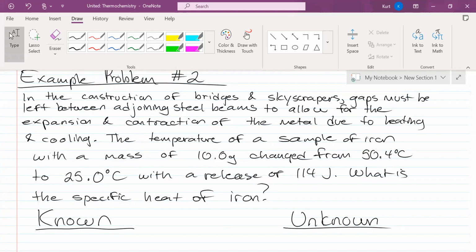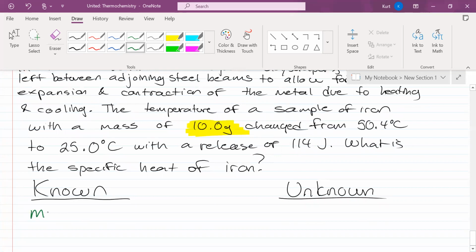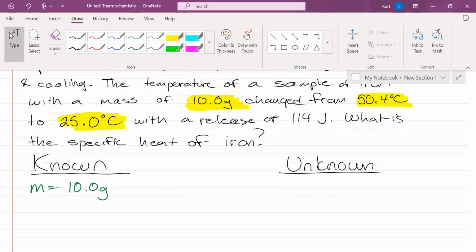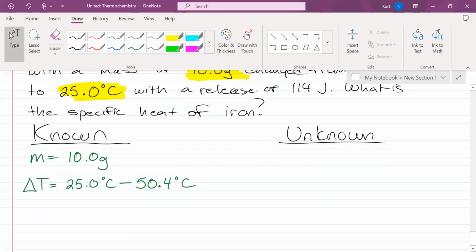Kevin? 10 grams of iron. All right, he has 10 grams. What variable is that? That is M. M equals 10.0 grams. Very good. What else have we got? Arshan? The change in temperature goes from 50.4 to 25.0. So Arshan, before you just tell me what it is, how do you find the delta T? Delta T equals final minus initial. And so what is that? Negative 25.4 degrees Celsius. Okay, good.